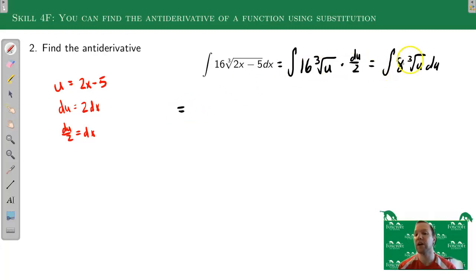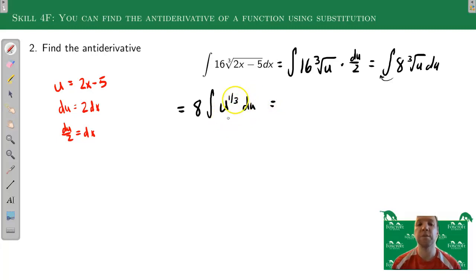So the first thing we do is, whenever I have a constant multiple inside my integral, I can just bring it out to the front. So it's going to be 8 times the antiderivative of u, or the cube root of u, which is the same as u to the 1/3 du. So now that I have it written as just a power inside this integral, I can do the reverse power rule. 1/3 plus 1 is 4/3, and I divide by the new power 4/3.